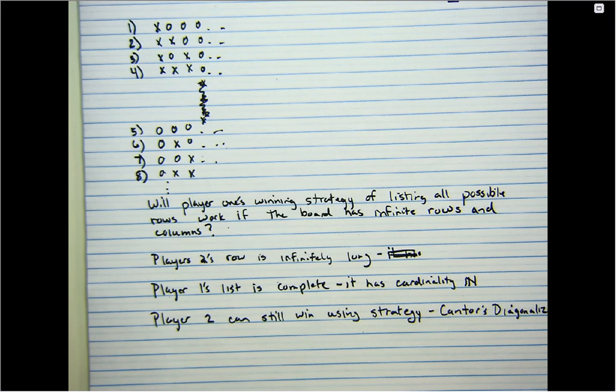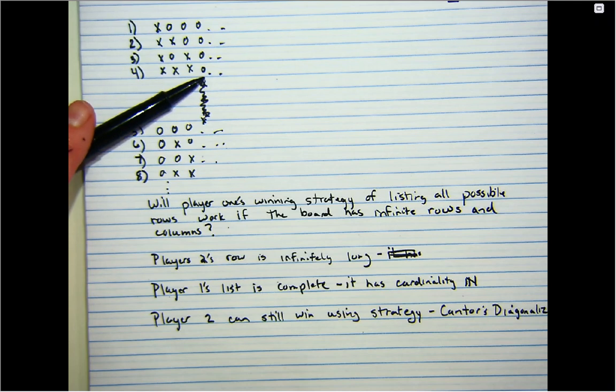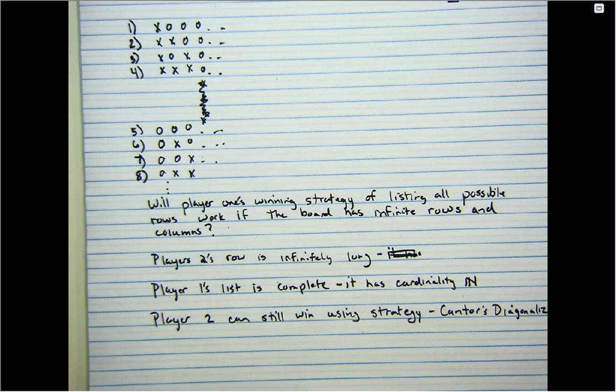So player two announces their number. It's going to be the opposite in the first position as the first position in row one. It's going to be opposite of the second position in row two. Opposite the third position as the third position in row three. Opposite the fourth position as the fourth position in row four. And player two's number is going to go on forever in that fashion, and player two explains how that's going to work. So player one doesn't have that in their list.